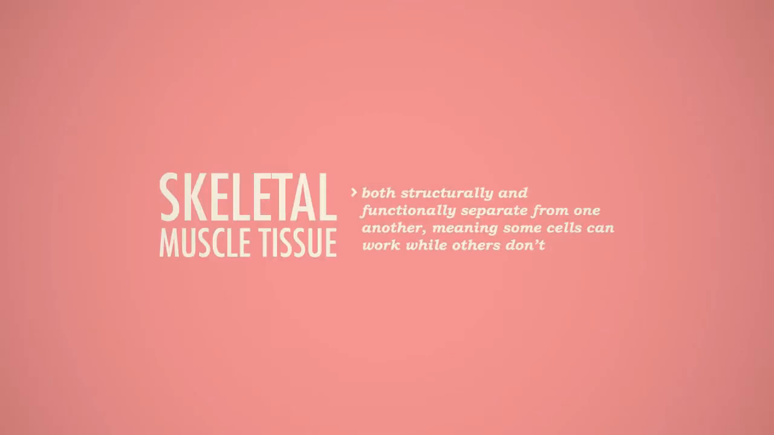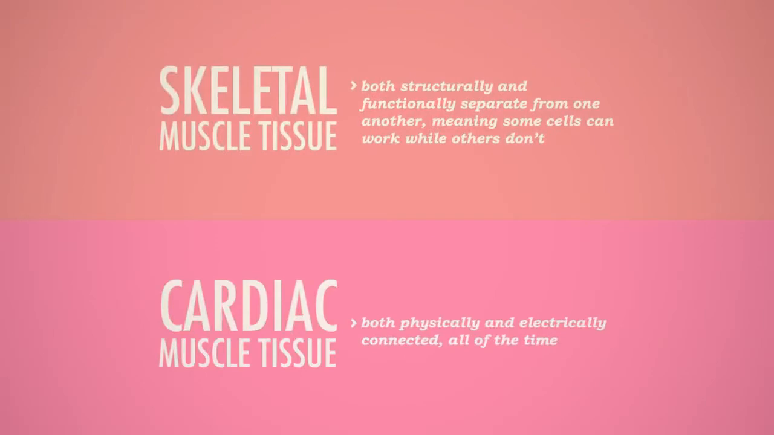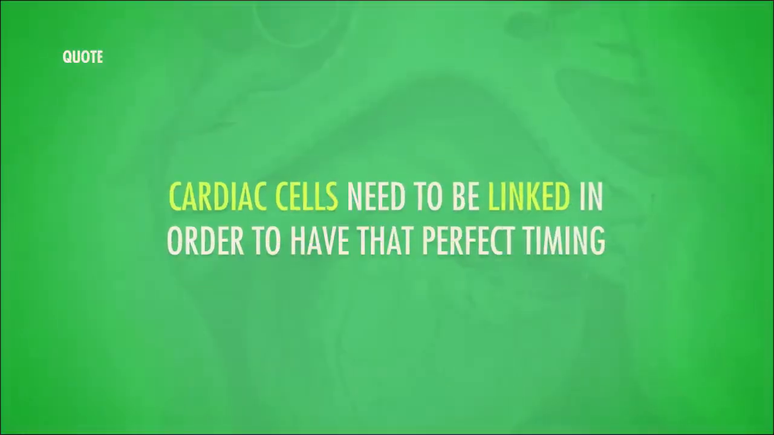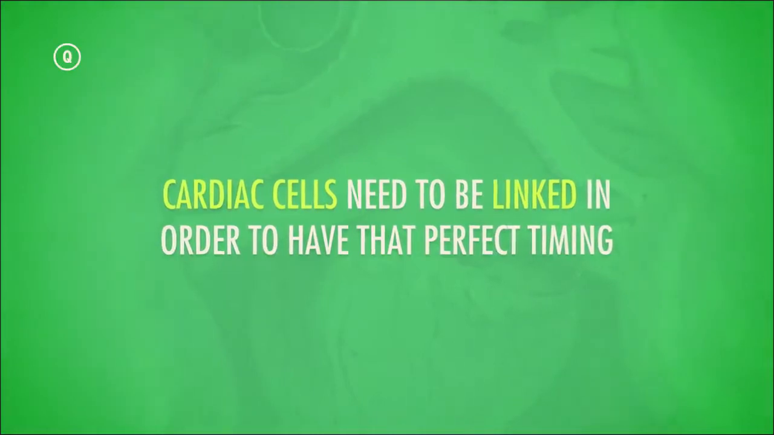Skeletal muscle fibers are both structurally and functionally separate from each other, meaning that some cells can work while others don't. That's why you can grasp a delicate flower with the same hand that you can use to crush a soda can. Cardiac cells, on the other hand, are both physically and electrically connected all of the time. It takes precise coordination to create the high and low pressures required to pump your blood, after all, and cardiac cells need to be linked in order to have that perfect timing.